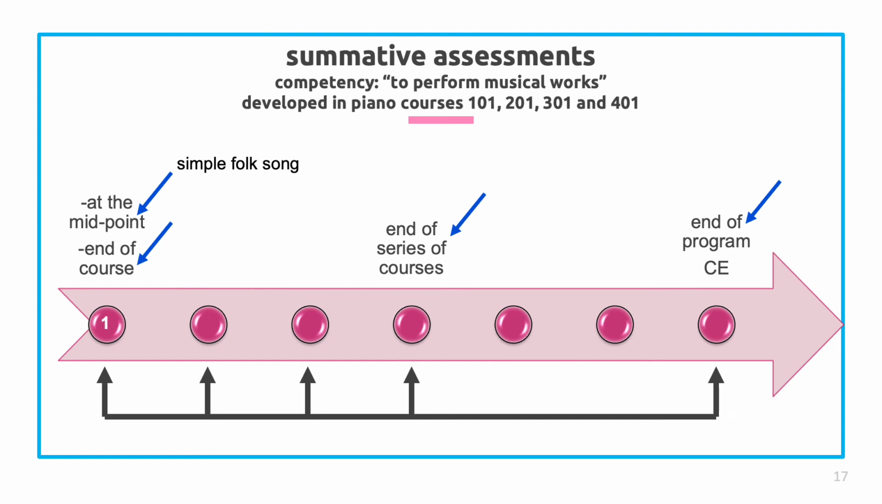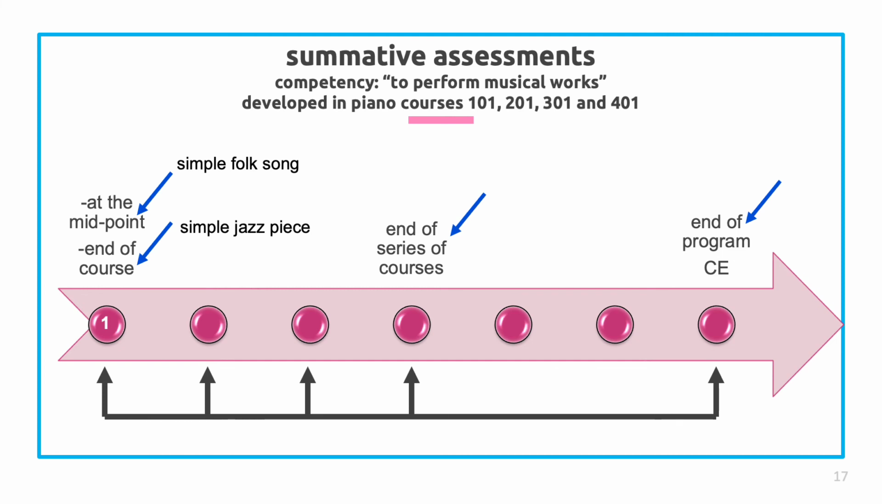If the competency is to perform musical works, then the summative assessment will require students to exercise this competency, but not at the level indicated in the ministerial devis, but at a level appropriate to a first piano course in a series of 4. Students will be asked to mobilize acquired knowledge and skills to play a simple folk song. At the end of the very same course, a final exam, also summative in nature, will require students to play a simple jazz piece, but of greater complexity than the folk song.